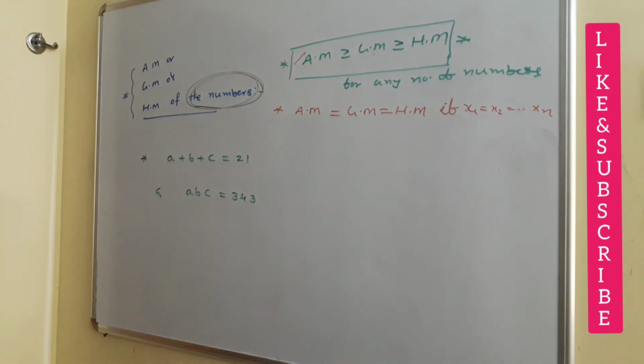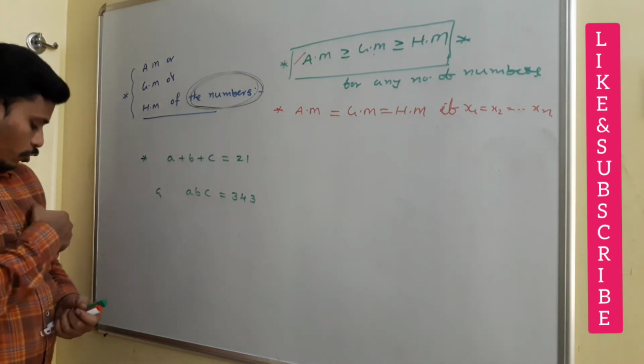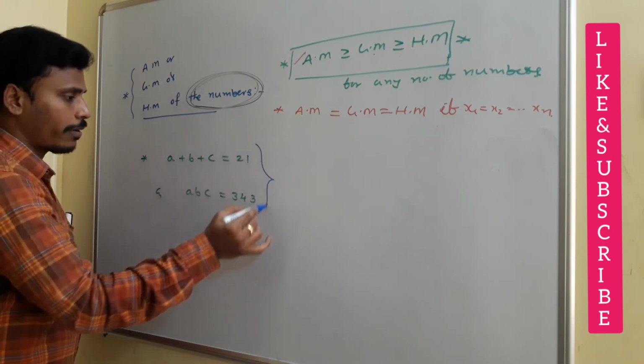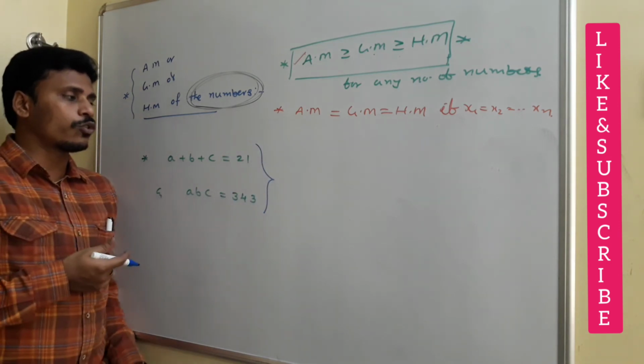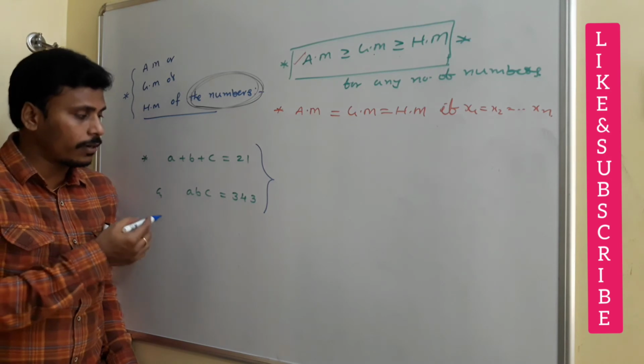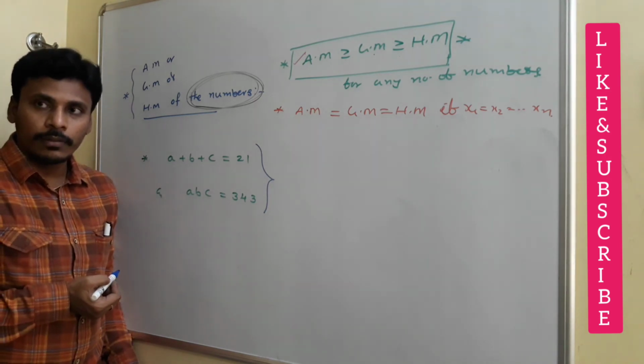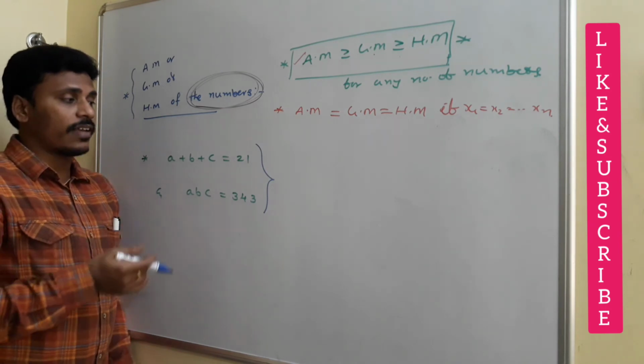See, a plus b plus c is equals to 21 and abc is equals to 343. And what to say about the values of a, b, c? That's my question. If you know the powers, and if you have a logical mind, directly you can say the values as 7. But how to find whether it is 7 or not?